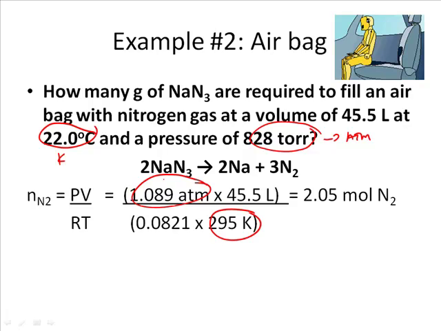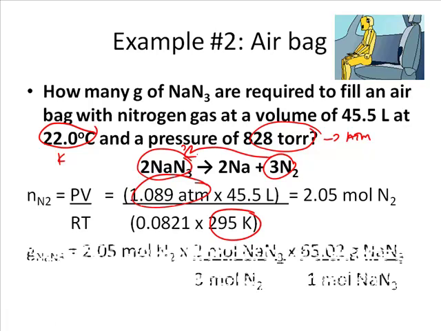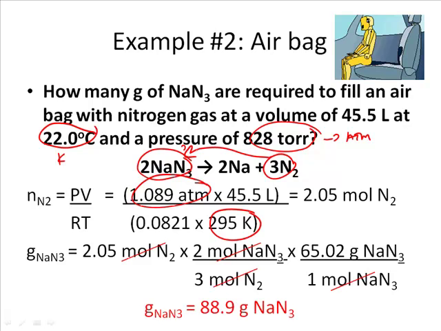Then I want to solve for how many grams of this I need. Okay, so I'm going to set this up to solve for that. So when I do that, here's the mole ratio, and then my molar mass is on top, and when I solve, I get 88.9 grams of sodium nitrite.